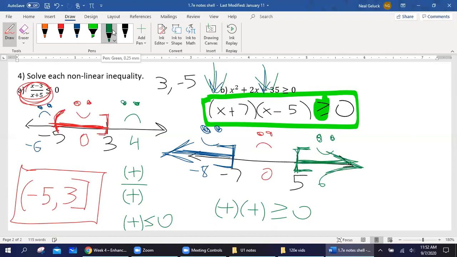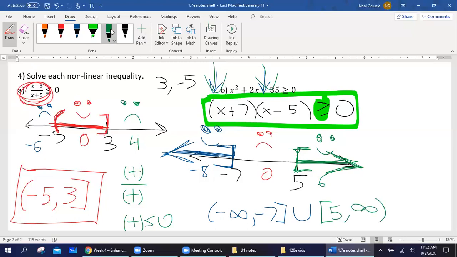And so my interval solution is going to be negative infinity to negative 7 bracket, in union with 5 to infinity.